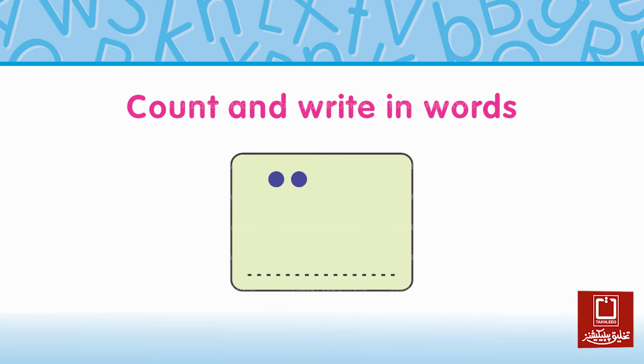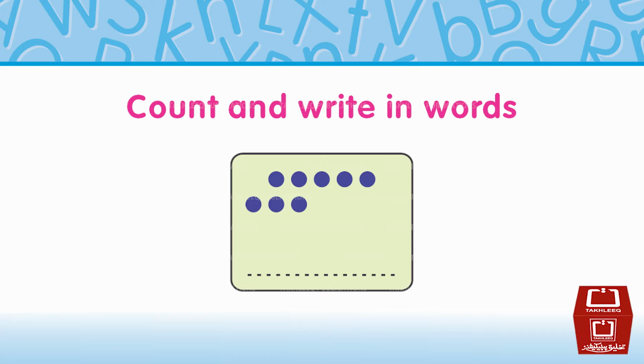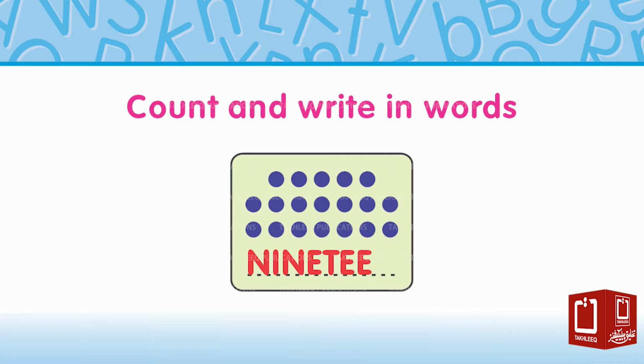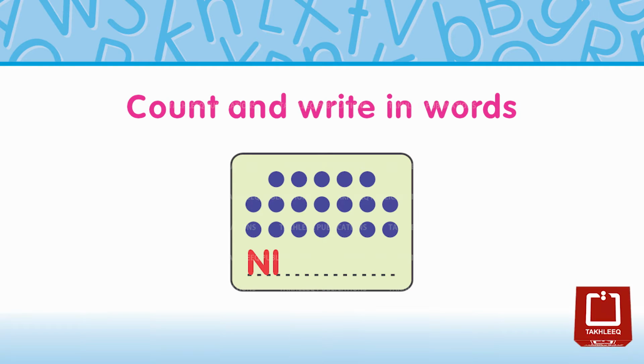1, 2, 3, up to 19. Here are 19 dots. The spellings of 19 are N, I, N, E, T, E, N. 19. So we write here N, I, N, E, T, E, N.